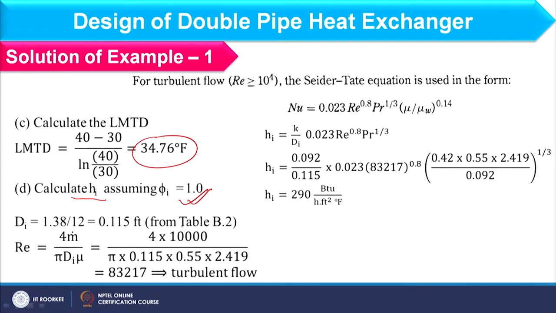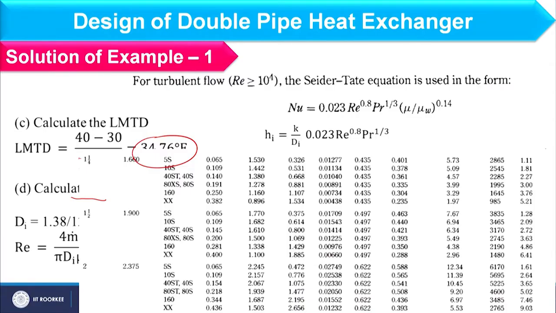Fine. Now, if I am considering hi, what do I have to focus on? I have to focus on the DI value. So, that I can collect from table B2. And what is that table B2? If you remember the last lecture, we discussed the pipe information. Fine. And that corresponds to the nominal diameter, outer diameter and schedule number, if you remember. Fine. So, here for the inner pipe I have nominal diameter as 1.25, schedule number 40. Fine. So, let us discuss table B2.